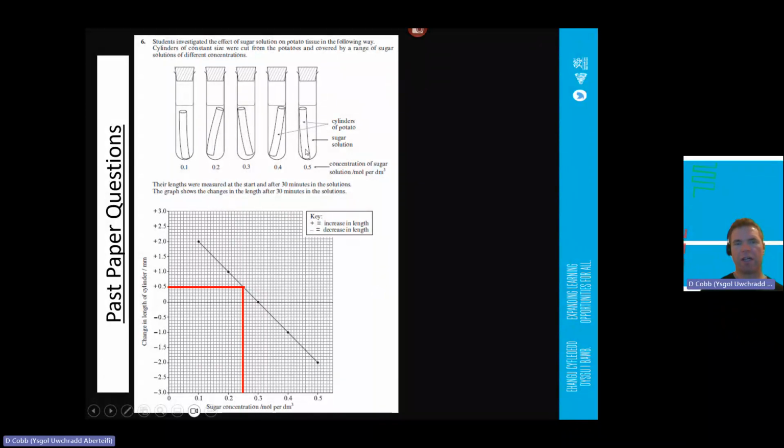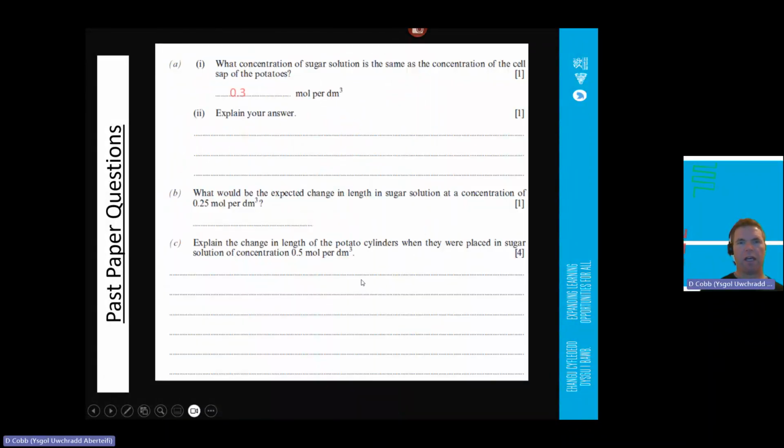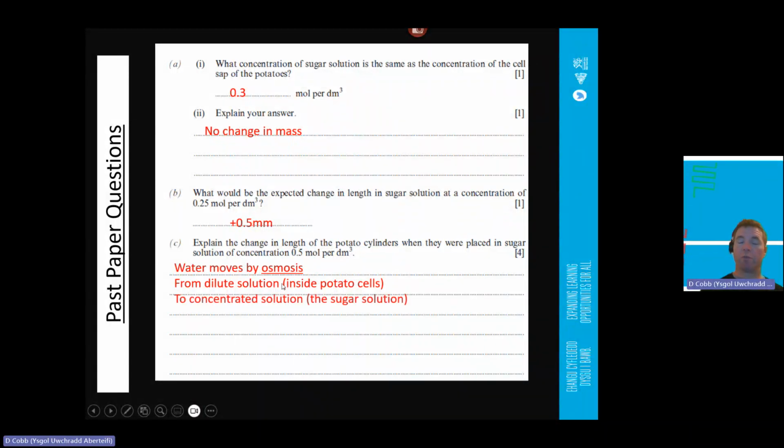Okay, so now I need to start explaining what's going on. And this is a standard stock answer. It's commonly worth 3 or 4 marks. The first thing we have to say is the way in which water moves. The next thing we have to give is a direction. So I'm going to say it's going from the dilute solution, which was inside the potato cells, to the concentrated solution, which is outside the potato cells in that sugar solution. And then I'm going to say across a semi-permeable membrane.